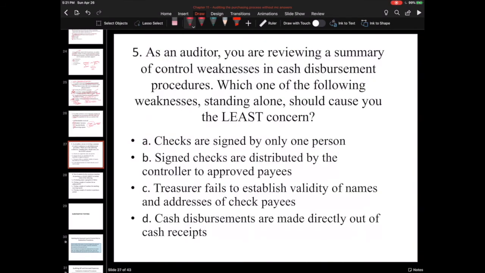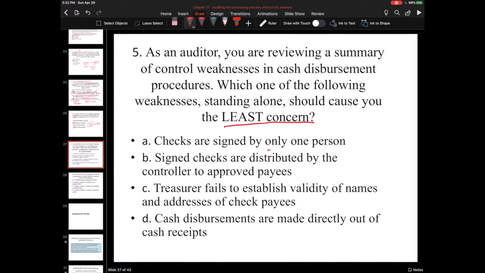Okay, number 5. As an auditor, you are reviewing a summary of control weaknesses in cash disbursement procedures. Which one of the following weaknesses, standing alone, should cause you the least concern? All right, so these are all going to be issues in internal control. The question assumes that. Which one of them is least bad? So checks are signed by one person.